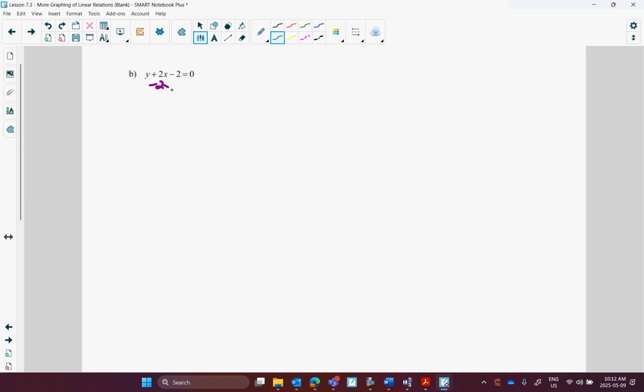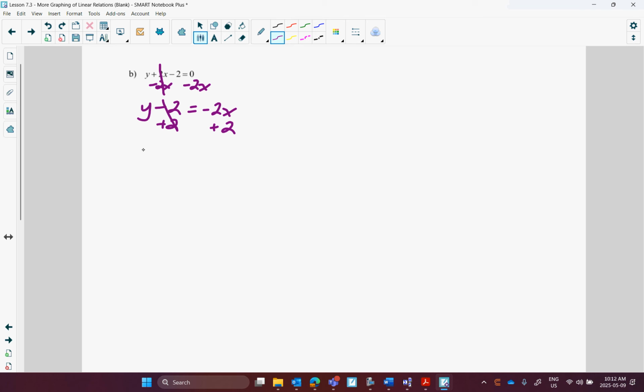Minus 2x, minus 2x, and I get y, and there's still a minus 2, equals -2x. All I did was move the 2x, but there's still a minus 2 here. How do I get rid of this? Plus 2. Whatever you do to one side, you've got to do to the other.